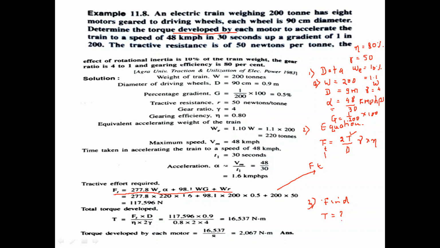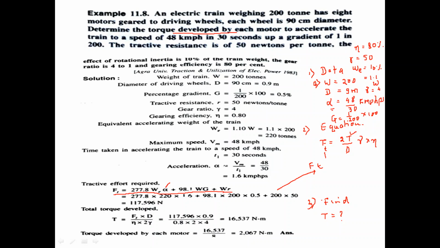Which is here I have written it as 10 per 1.1 into W. So you will get this alpha, as I told, alpha is equal to 48 divided by 30, which will give you the value of alpha. And then 98.1, W is already given. G, as I told, is 1 divided by 200 into 100, so that will give you the G value.